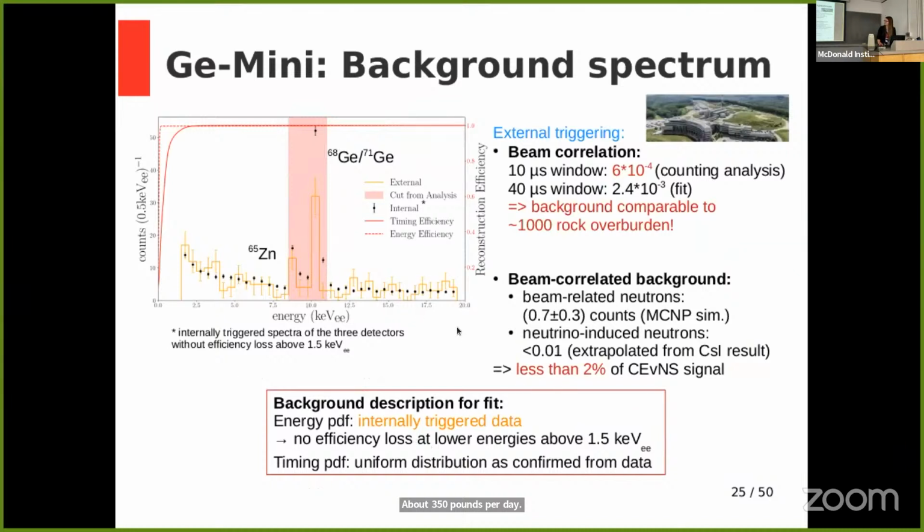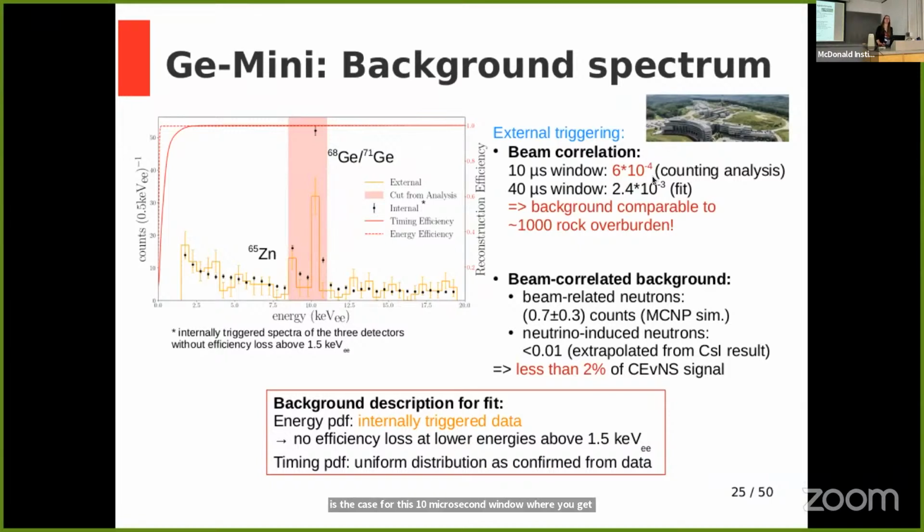Now, to further reduce this, we introduced the beam correlation. For the beam correlation, you still have to think about which window you are using for your analysis, and we examined two windows. On the one hand, you can of course optimize for the signal-to-background ratio. That is the case for this 10 microsecond window, where you get stronger compression.